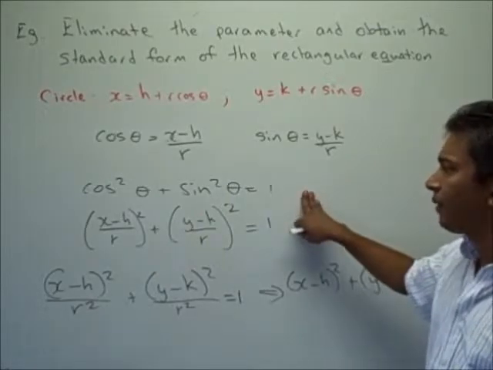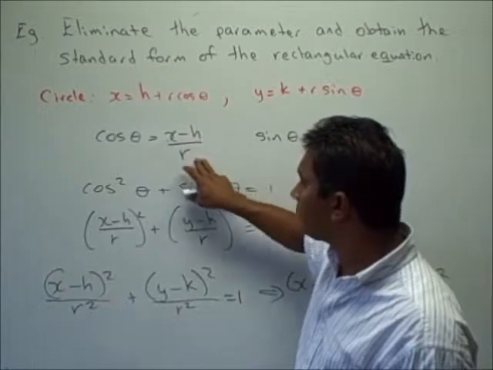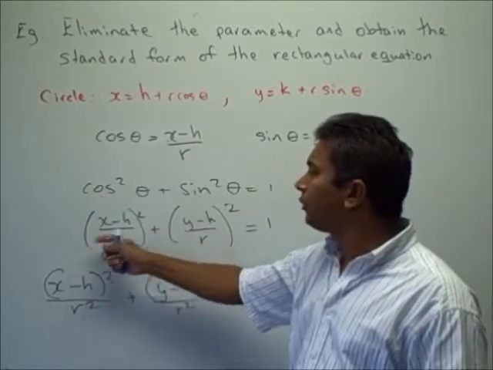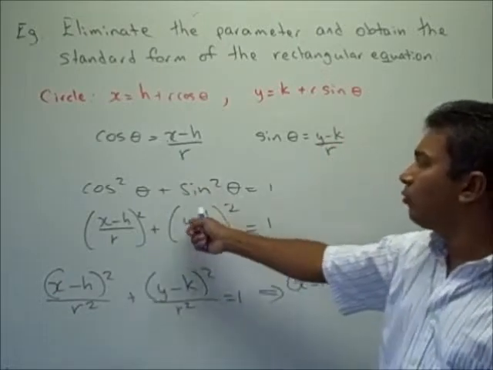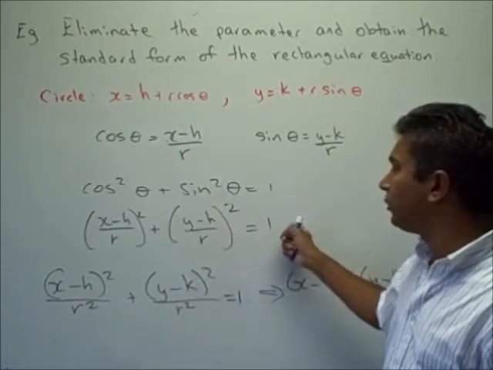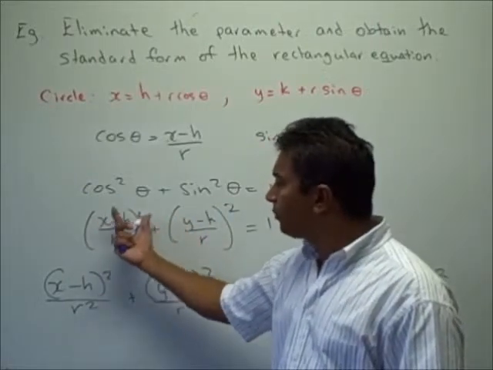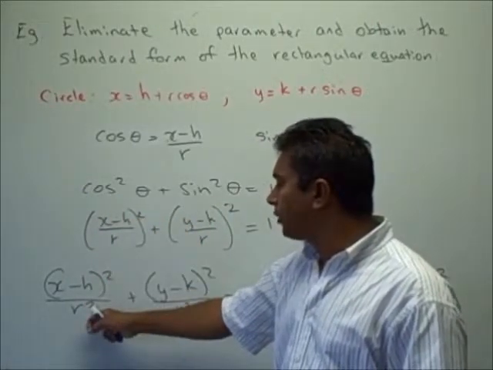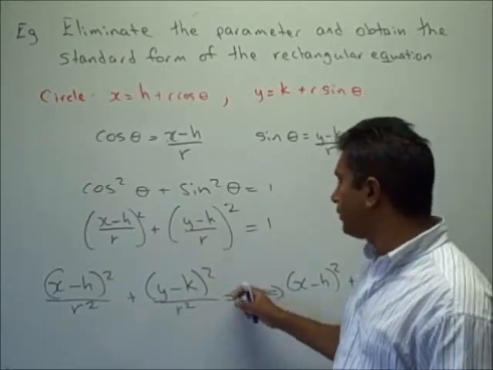to 1. We know that cosine of theta is (x minus h) over r. So replacing cosine theta, we have ((x minus h) over r) all squared. Replacing sine theta, we have ((y minus k) over r) squared is equal to 1. If we simplify this a little, we get (x minus h) squared over r squared plus (y minus k) squared over r squared is equal to 1.